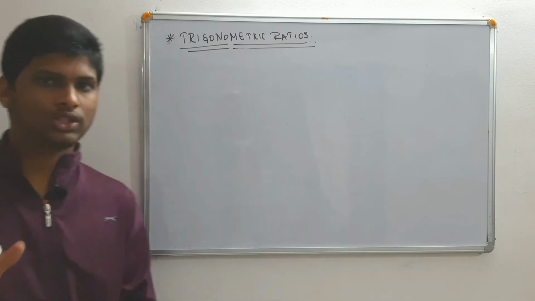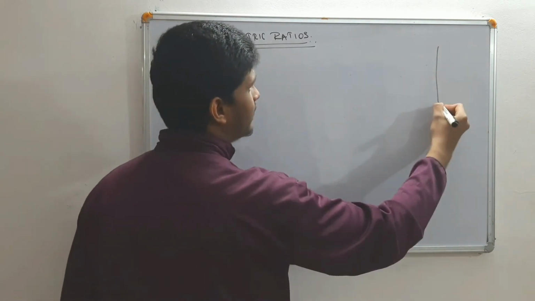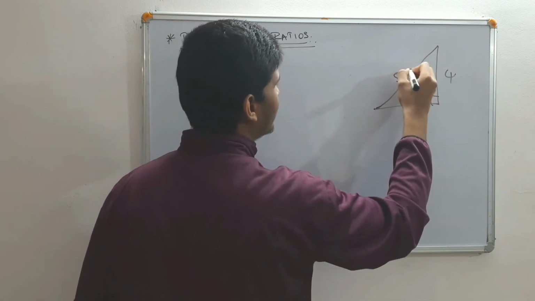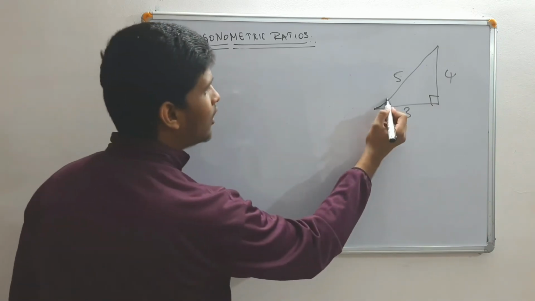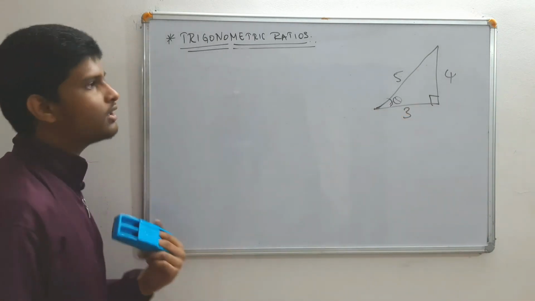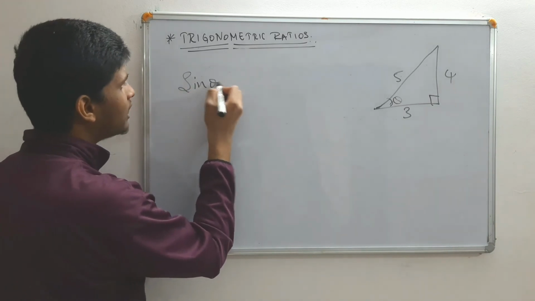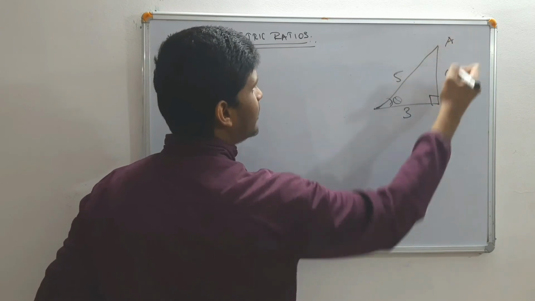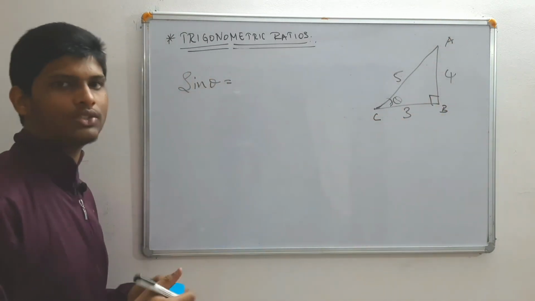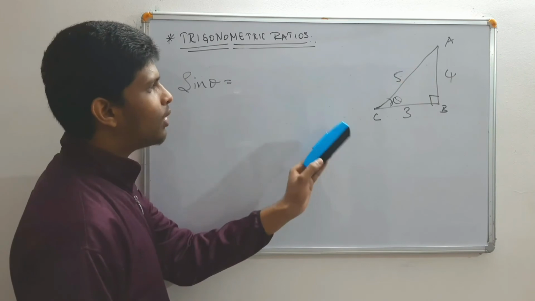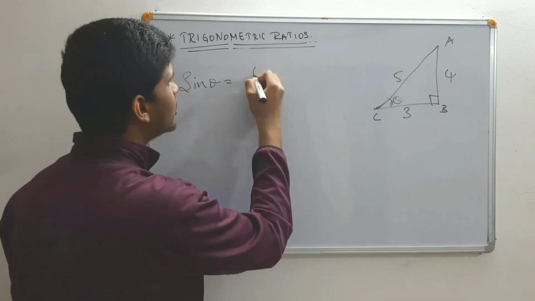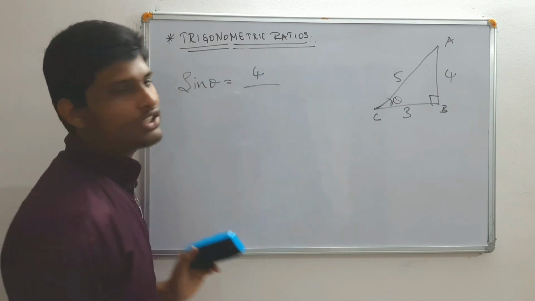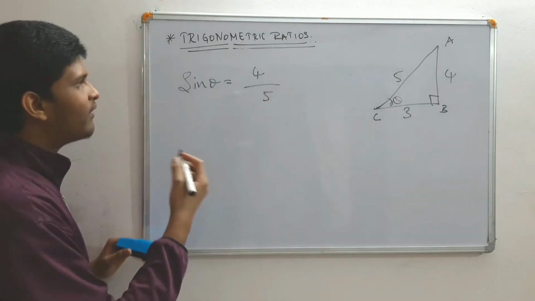And here only, let's solve one question. If there is a right angle triangle with sides 3, 4 and 5, determine all the trigonometric ratios with respect to angle theta. So sin theta will be opposite side by hypotenuse. Here, if you want, you can name it A, B, C, or else also it's okay. The opposite side to angle theta is AB, the length of AB is 4, and the hypotenuse is AC, with length 5. So 4 by 5 is sin theta.